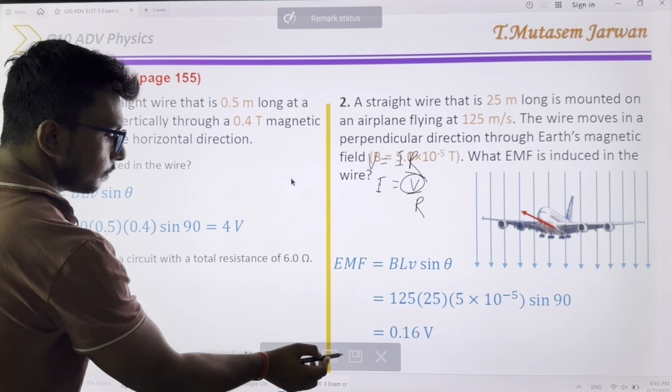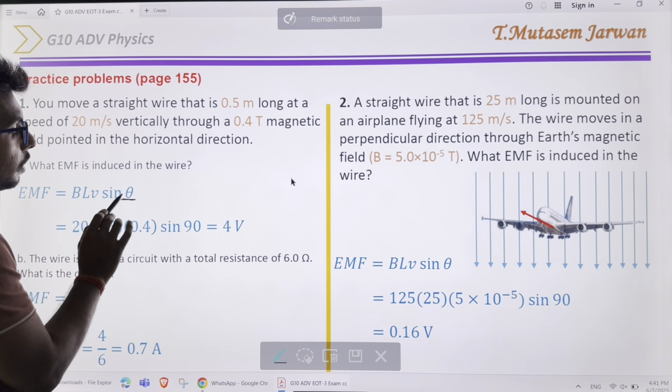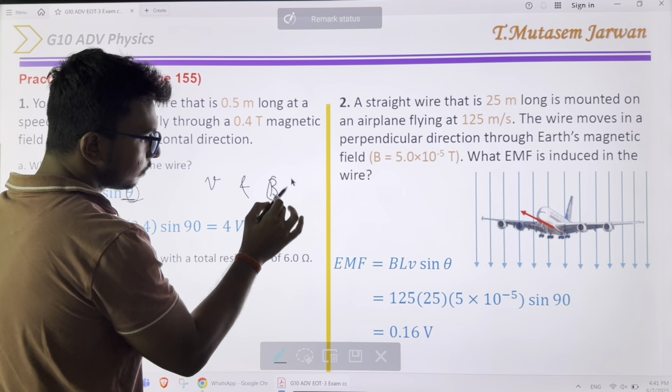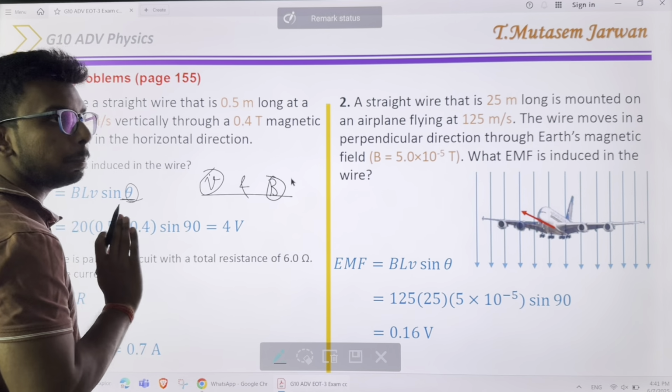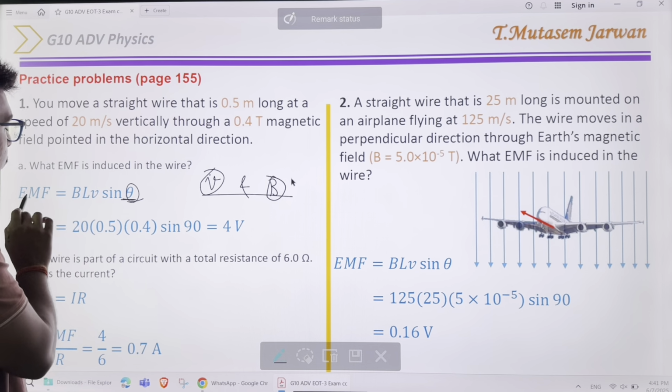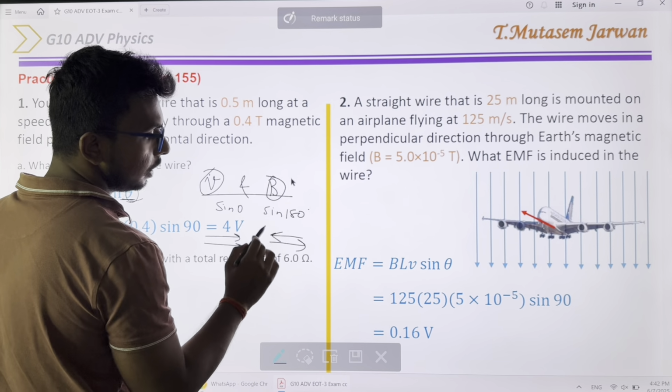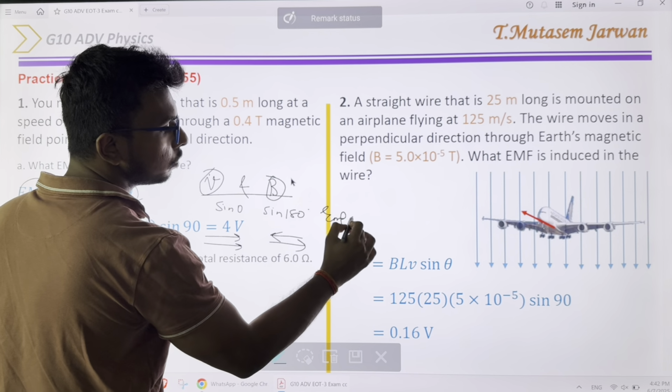Majority of the time, the angle will be either 90 or 0. Remember, the angle is between the velocity and the magnetic field. So if the rod is moving parallel to the magnetic field, the EMF will be 0 because sine 0 or sine 180, basically if they are parallel or opposite. Therefore, EMF will be 0.